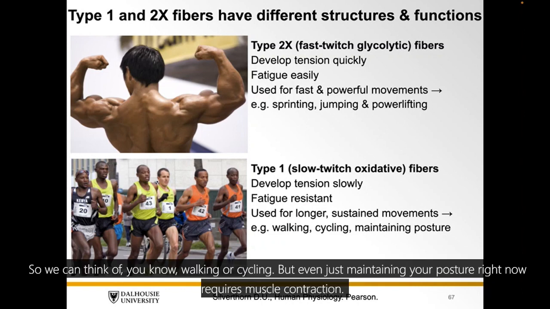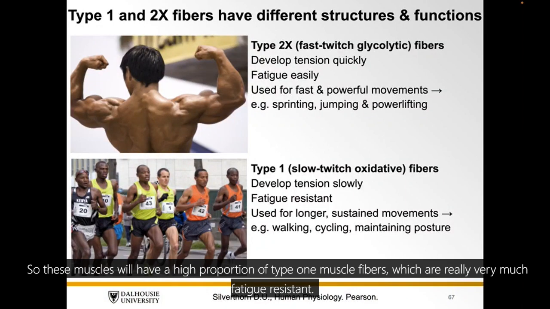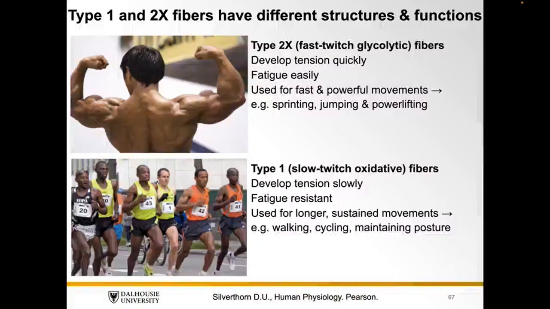So we can think of walking or cycling, but even just maintaining your posture right now requires muscle contractions. And these are muscles that will be active throughout the day as we go about our daily activities. So these muscles will have a high proportion of type 1 muscle fibers, which are very much fatigue resistant.